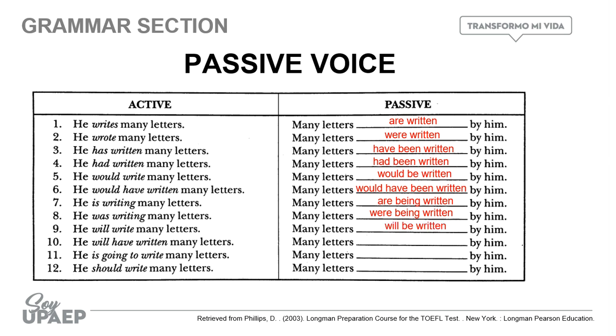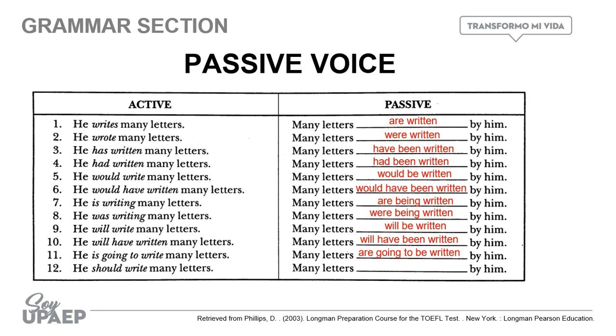He will write many letters. Many letters will be written by him. That is exactly the same case as with would. He will have written many letters. Many letters will have been written by him, which is exactly the same situation as with would in the previous one. He's going to write many letters. Many letters are going to be written. So you have to put the verb to be with are going to. Okay, and then the past participle of the verb.